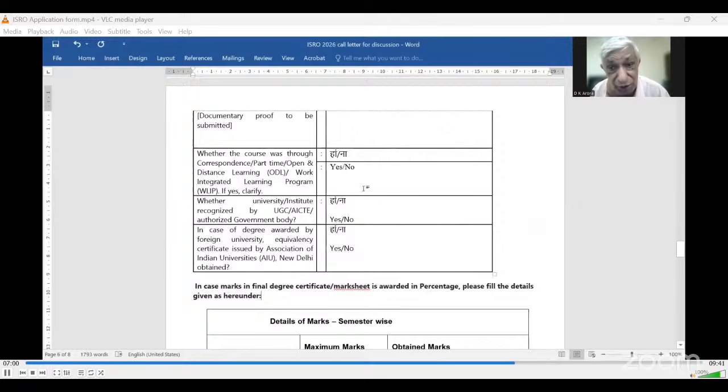Whether the course was through correspondence, part-time, open distance learning, it should be no, it was not through this. It was a full-time course. Whether the institute is recognized by UGC AICTE authorized government body, it has to be yes. If the degree is awarded by a foreign university, then the equivalent certificate issued by the Association of Indian Universities, you can get it from the website, which is there in Delhi.